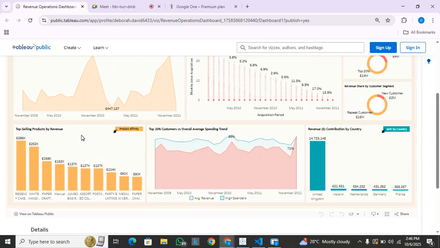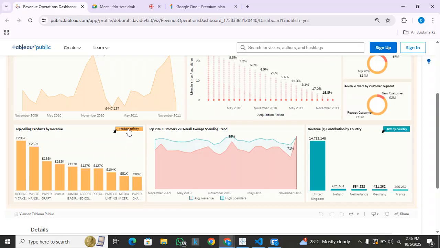The top selling products, that is top revenue generating products, are these products: Regency cake stand, the white hanging hearts, some of which are actually Christmas themed or party themed products. So these are our top revenue generating products.